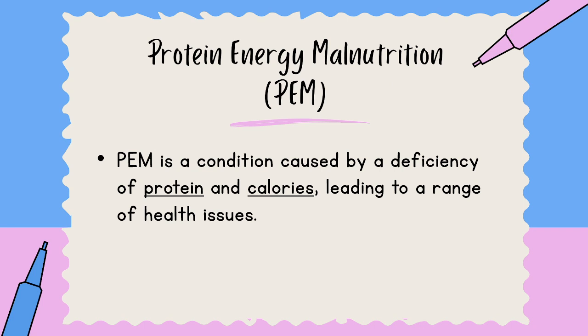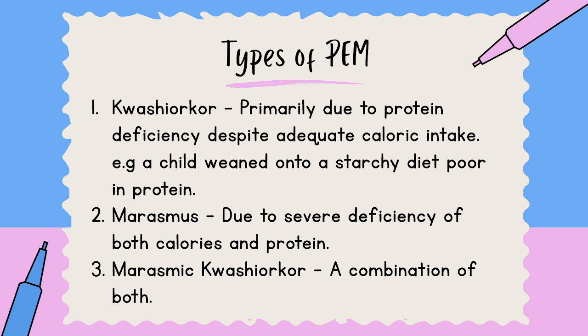Protein energy malnutrition, abbreviated as PEM, is a condition that is caused by deficiency of protein and calories. So it is related to protein and carbohydrate in the body. This leads to a range of health issues. And we have three types of protein energy malnutrition.